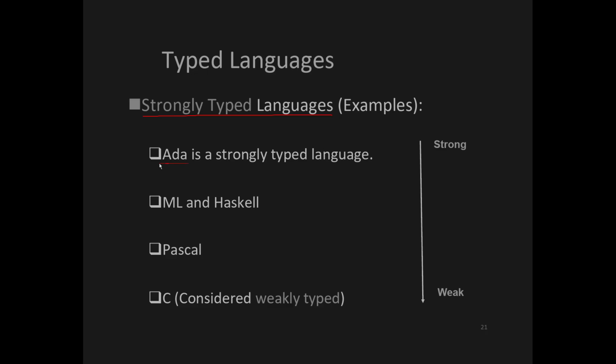Anyways, strongly typed languages, there's a few examples here. First one is Ada, a very, very strongly typed language. ML and Pascal, and C. For C, it's considered to be weakly typed because it doesn't check this stuff as seriously, kind of.